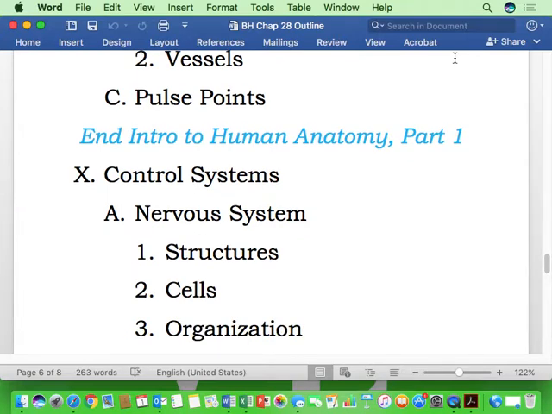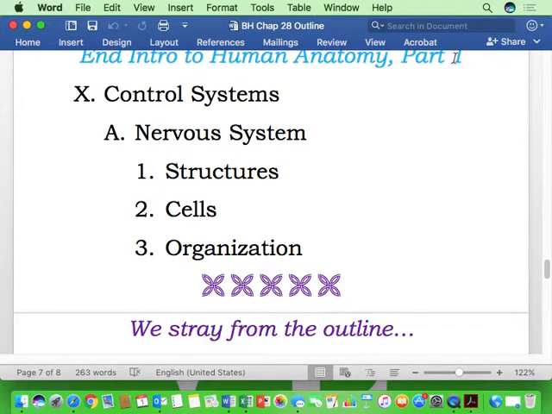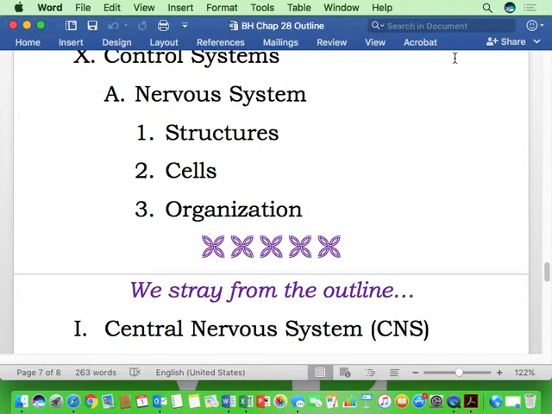Now, the nervous system has kind of a unique organization, and for this, we are going to, brace yourselves, stray from the outline. We're going to do this just for a moment because otherwise we would have indents so far over to the right-hand side that we wouldn't even be able to see what we were talking about anymore. And so the nervous system gets its own little outline for organization.